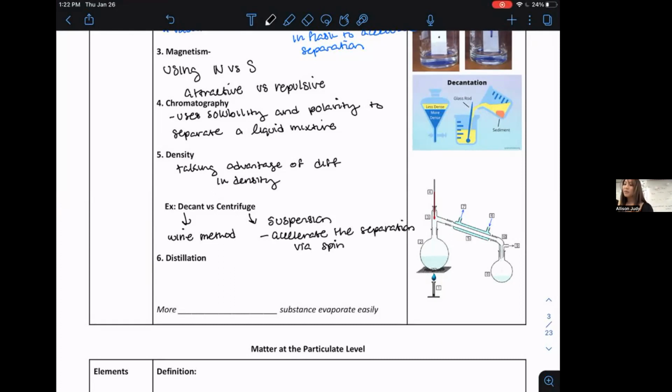Okay, the final method is distillation. Now, this is a super cool method that we will not probably do in our work because we just don't. But this method is based off of boiling point, separating by boiling point. So what you're going to do here is you take advantage of liquids with different boiling points. And it's a significantly different boiling point, not like 98 degrees and 99. Good luck trying to control that, right? Like 70 degrees and 110.